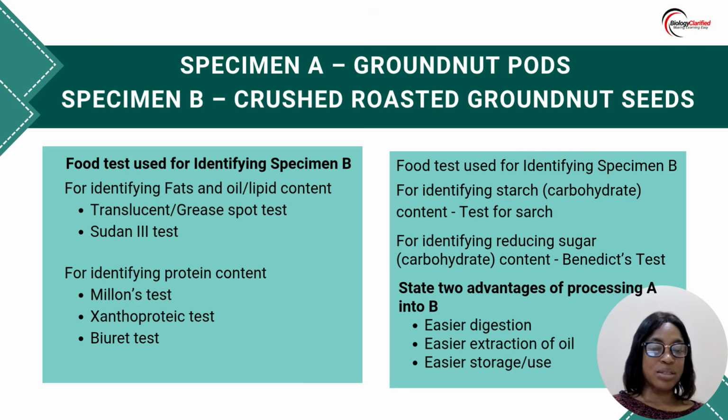Now, you could be asked to state two advantages of processing specimen A, the seed, into B. So, like trying to link the two of them. Easier digestion, easier extraction of oil, and easier storage.